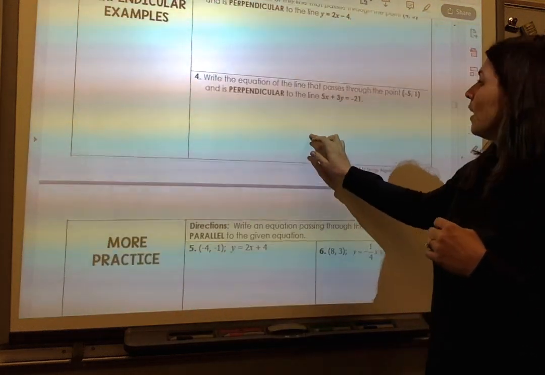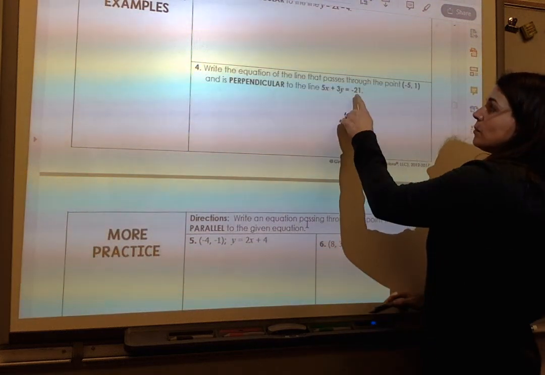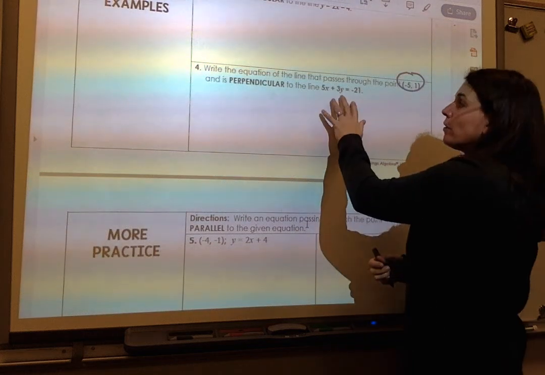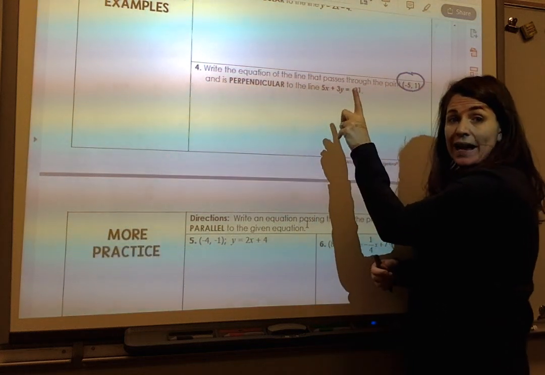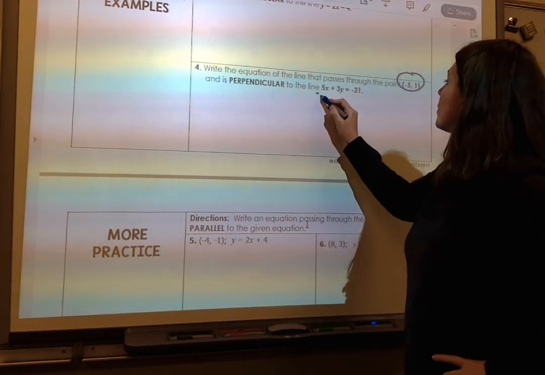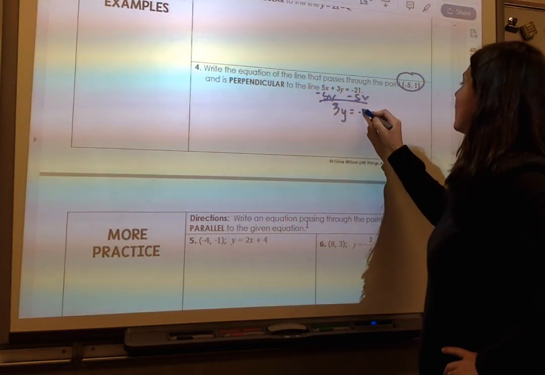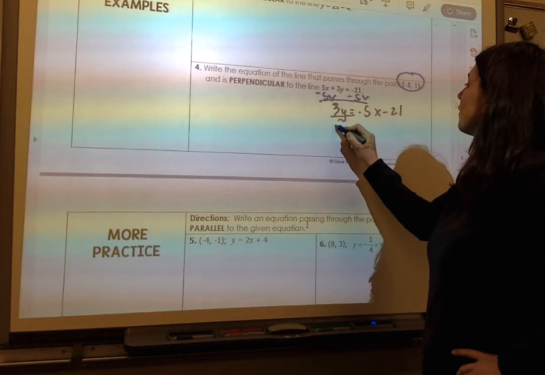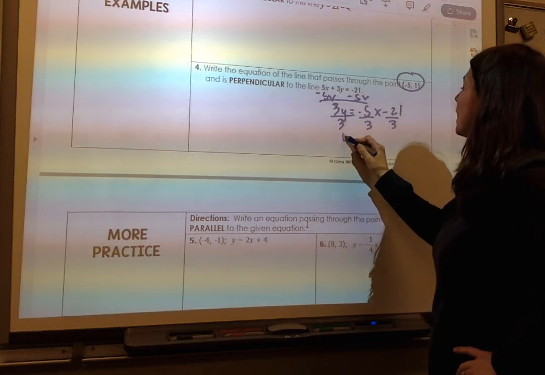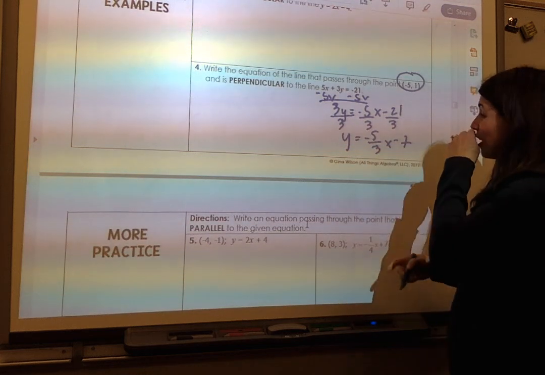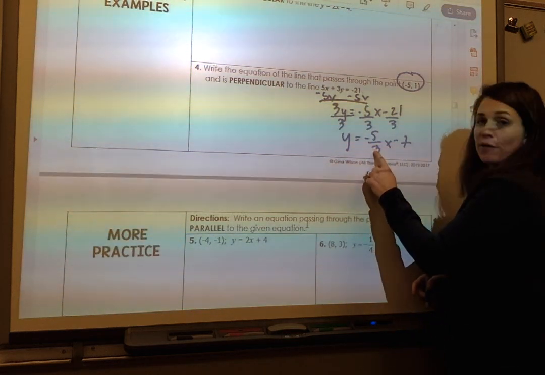Now I want to find a line that's perpendicular to this one and passes through this point. Well, I don't know the slope of this line, so my first task is I need to find the slope. So I'm going to subtract 5x on both sides. 3y equals negative 5x minus 21. Divide both sides by 3, and I get y equals negative 5/3 x minus 7. So the slope of this one is negative 5/3.